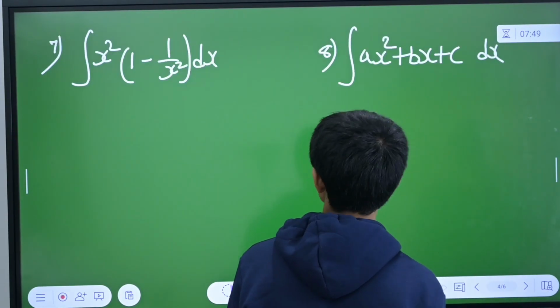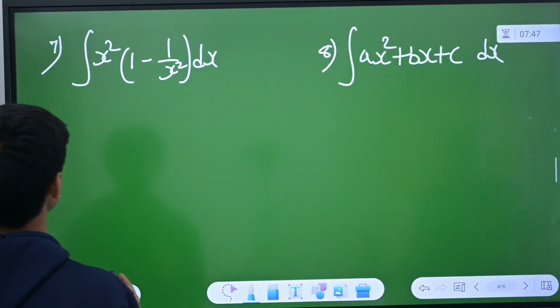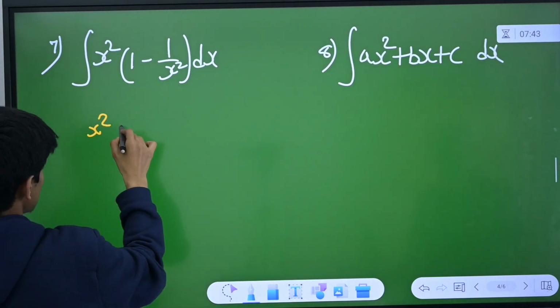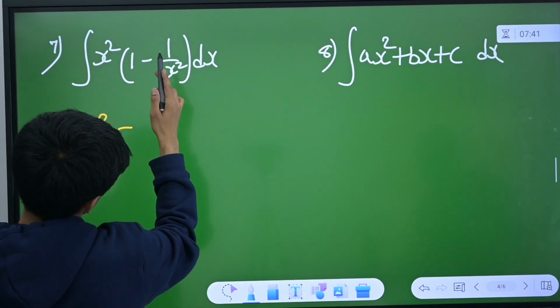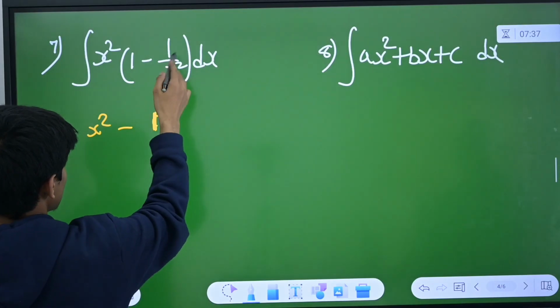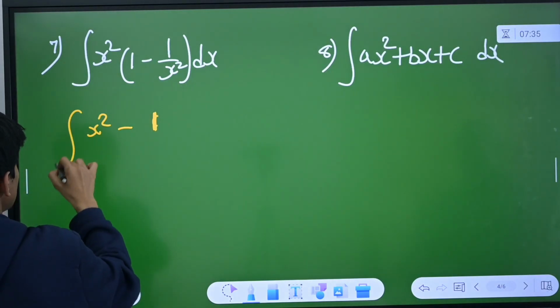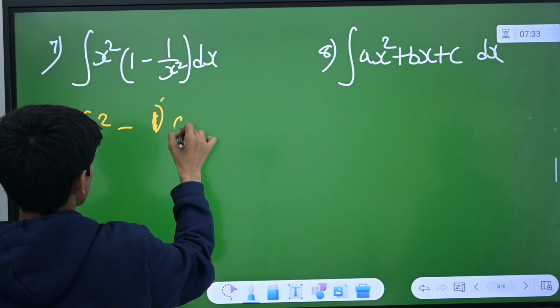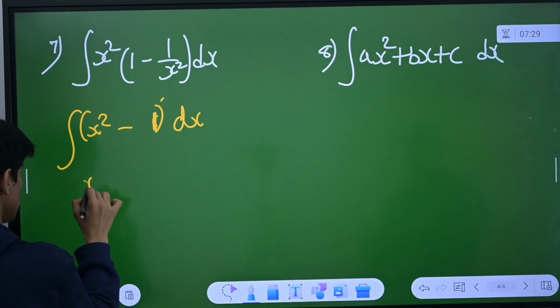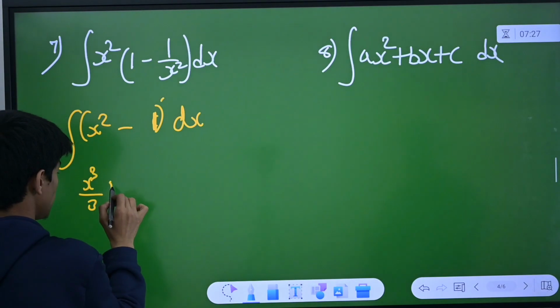Let's go to the next question. Integration of x square plus 1, so we can directly multiply this x square. Multiplying x square with 1 gives x square, minus multiplying x square with 1 by x will give 1. Why 1? Because we cut the x. So finally, integration of x square minus 1 will be equal to x cube divided by 3 minus x plus c.